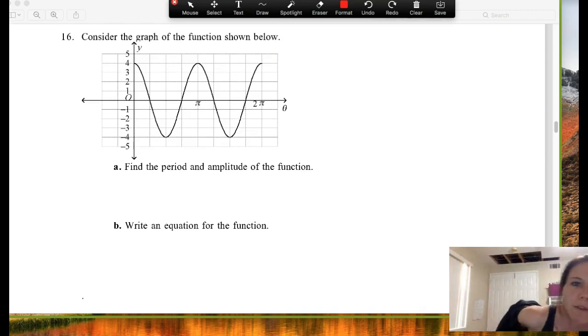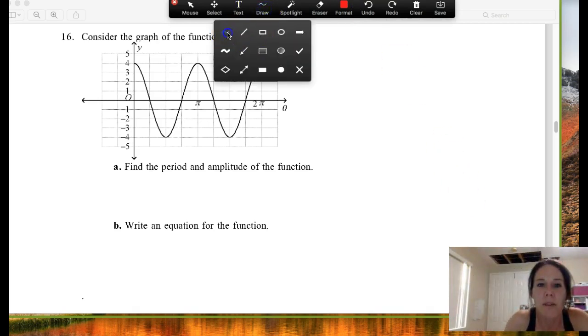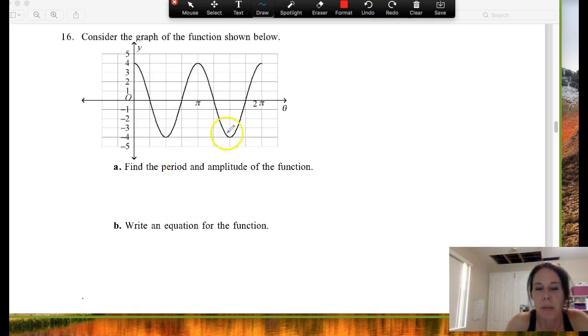Consider the graph of the function below. Now I just realized something. This happens to be very similar to the function we just did, but that's okay. Looking at this graph, we want to find the period and amplitude. So let's just check and see, is that the midline? Does it look like half up and half down? Well, from here I go down to -4, and here I go up to 4. So y equals 0 is the midline. So the amplitude is from the midline, up 4 or down 4. So the amplitude will be 4.